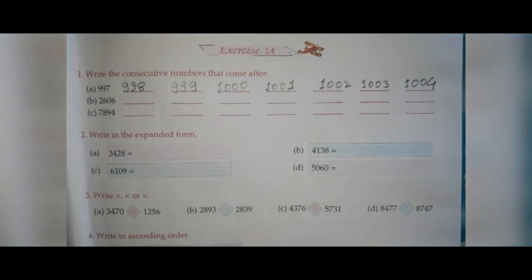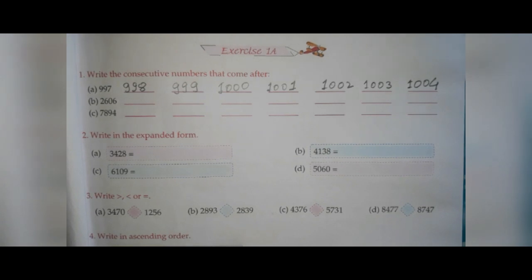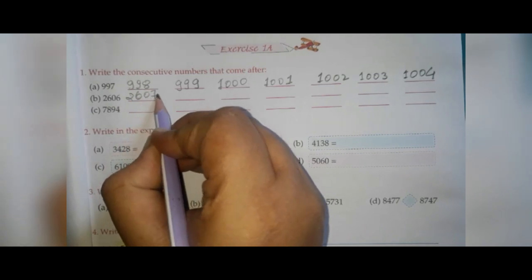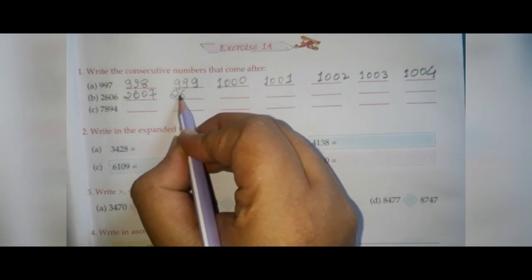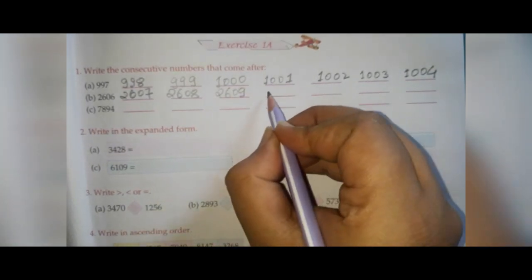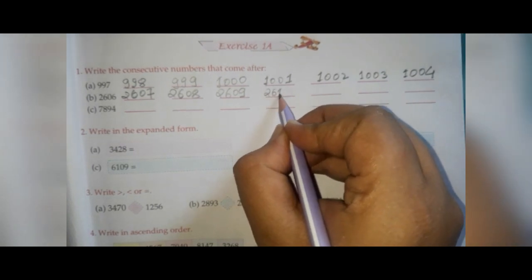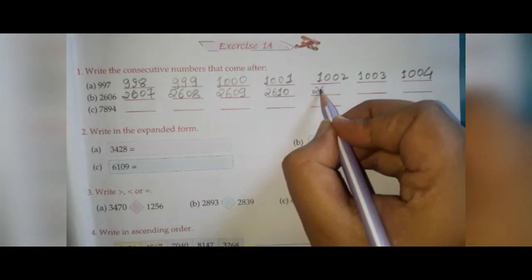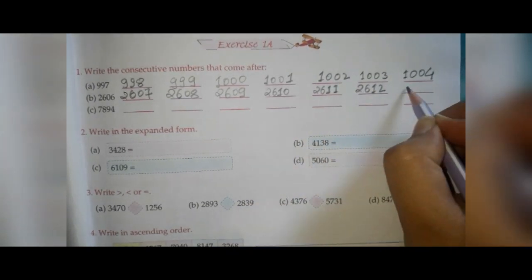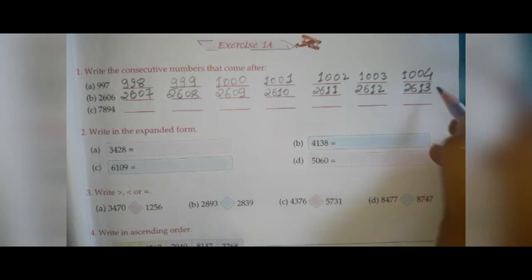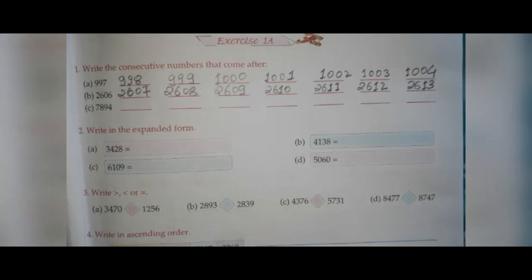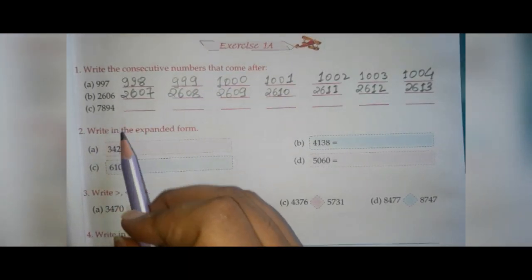The second number is 2606. The next consecutive number to it will be 2607. Then 2608. Then the next number will be 2609. Then 2610. The next number to it will be 2611. The next number will be 2612. The next number will be 2613. Okay, like this we'll solve the next question. The same way we have to solve the question 7894. The same way we'll solve it.